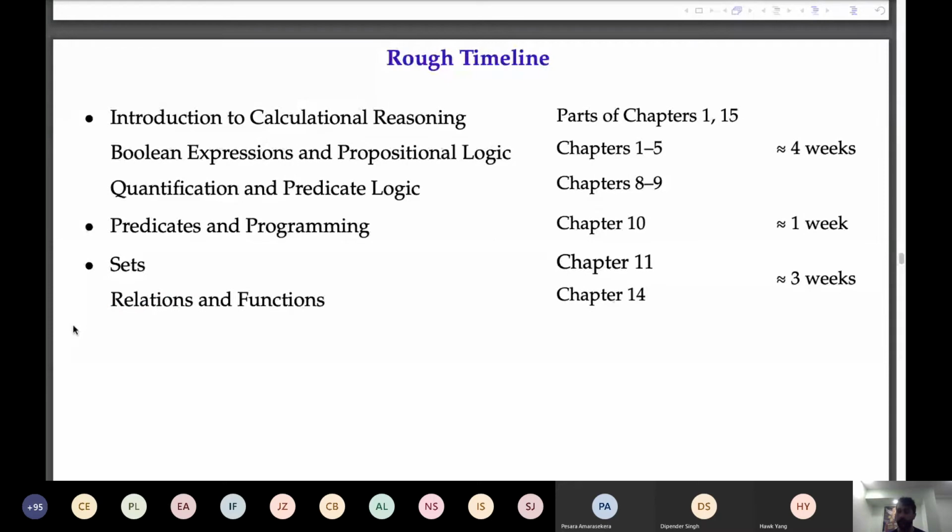Relations can also be hierarchical, right? And so they also give rise to the notion of a graph. And so graphs are fundamental to computing, and so we'll definitely cover them from that perspective as well.